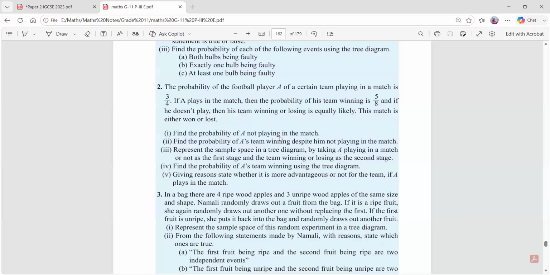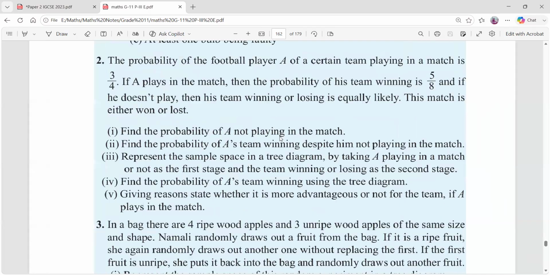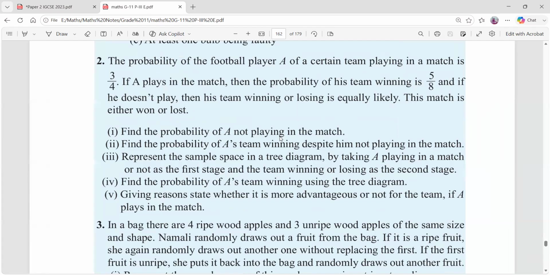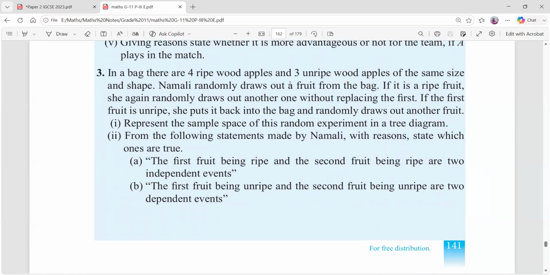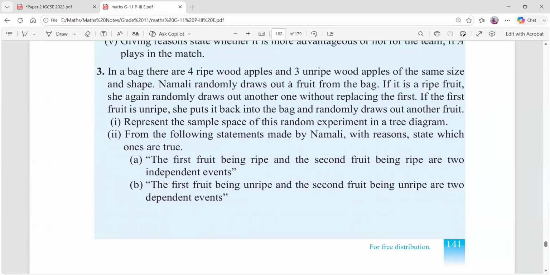Okay, so yes. Can you do this one? Third question. Here, good question. Third one.